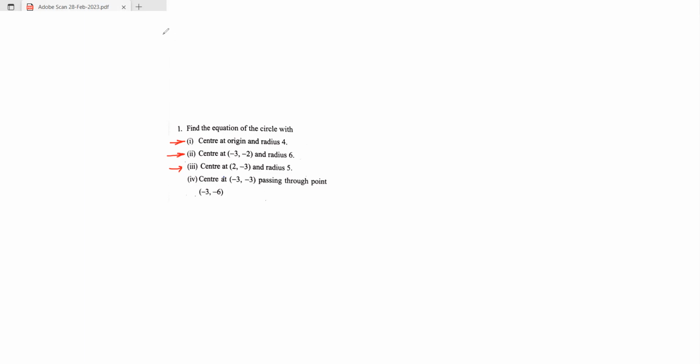So you know, amongst these 4 problems, I think the problem worthy of being discussed is question number 4. If I solve the 4th question, the rest of the questions you can solve on your own. So here I will take the 4th one. Question number 4 says, center at -3, -3, passing through -3, -6.